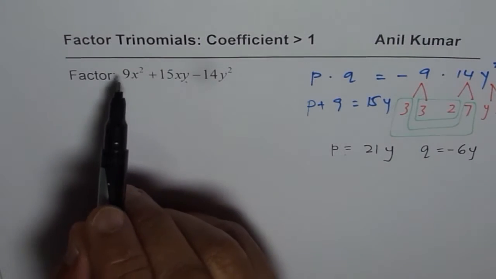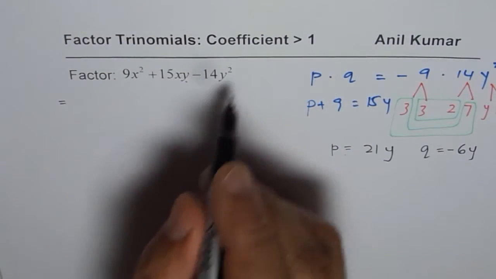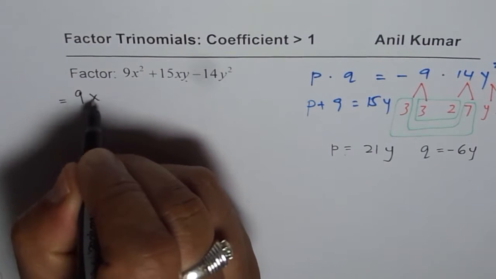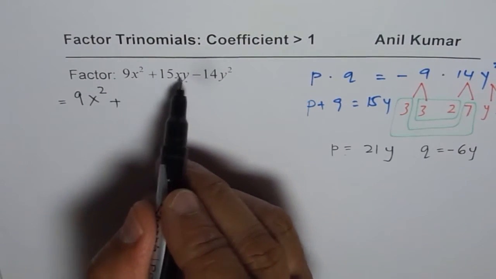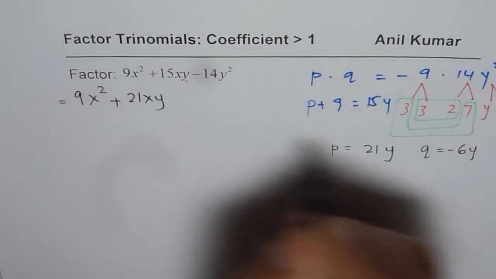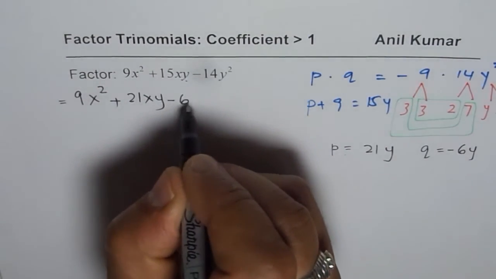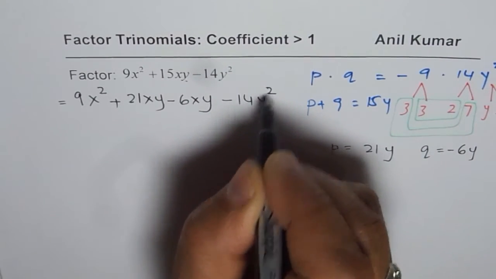So let's continue. 9x squared plus 15xy minus 14y squared could be written as 9x squared. Well, write 15xy as a combination of 21xy minus 6xy, correct? And we have minus 14y squared.